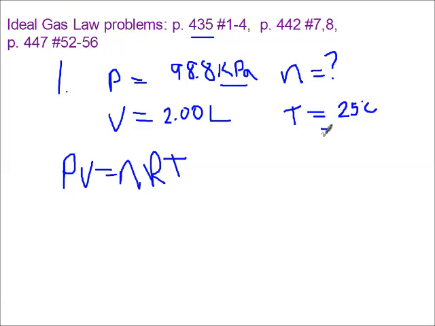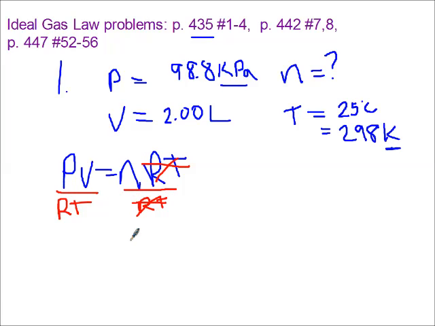Now, if you remember, all gas laws have to be converted to degrees Kelvin. I add 273 to get 298 K. This will not work if you leave it in degrees Celsius. You'll get the wrong answer, so always switch it to Kelvin for gas laws. Now, I want to get n by itself. If I divide both sides by RT, RT cancels out, and I have n all by itself.